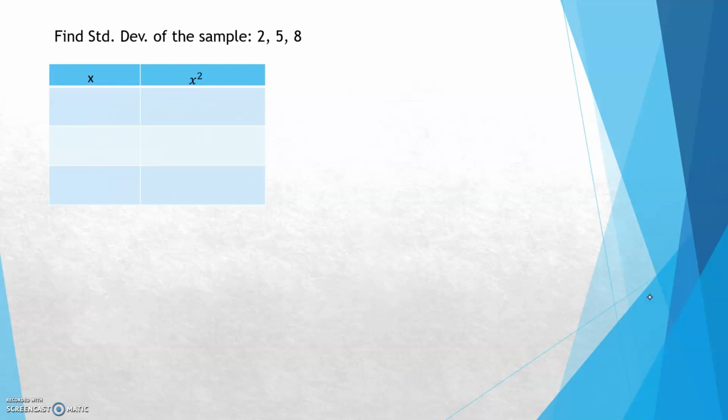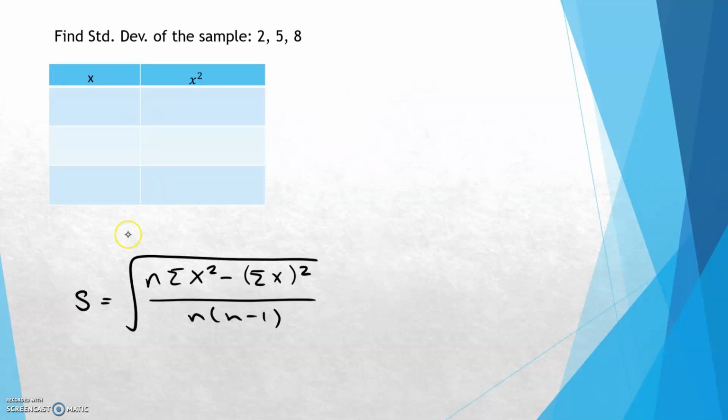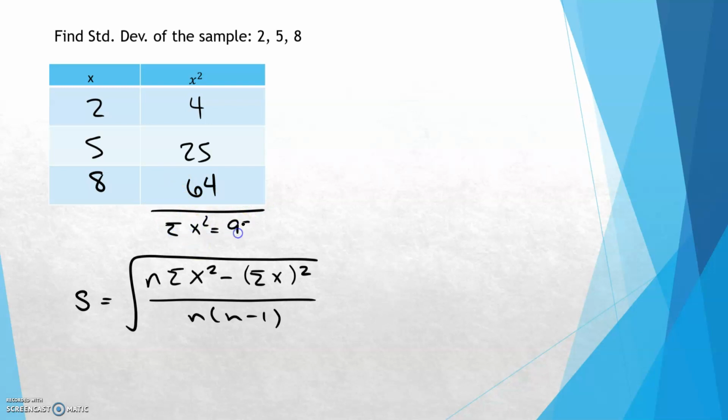Now let me show you using the simpler method. This one right here is actually the shortcut method, even though it doesn't look like it. So we're going to find our x values, which is still 2, 5, and 8. Then we're going to square them because of this x squared right here. So 2 squared is 4, 5 squared is 25, and then 8 squared is 64. Right in front of the x squared, it says add them all up. So the summation of x squared is going to give us 93.